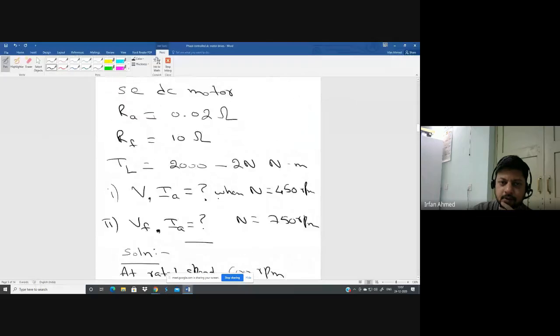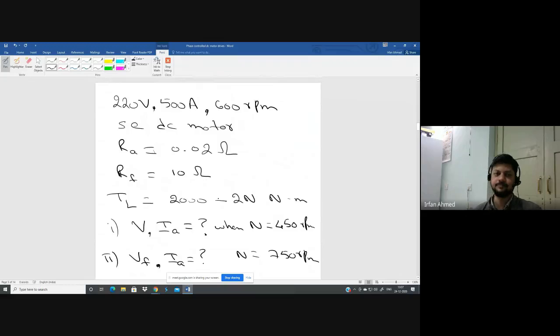Okay, so this was the numerical that we had started yesterday. We had a 220 volt, 500 ampere, 600 RPM, separately excited DC motor with armature resistance of 0.02 ohm and field resistance of 10 ohm. The load torque was given by 2000 minus 2 Newton meter. There were two parts to the problem.